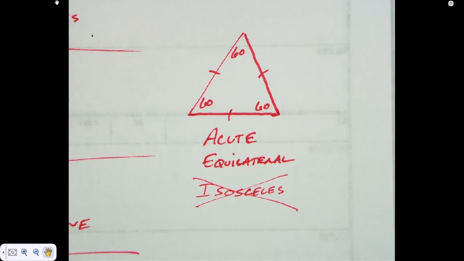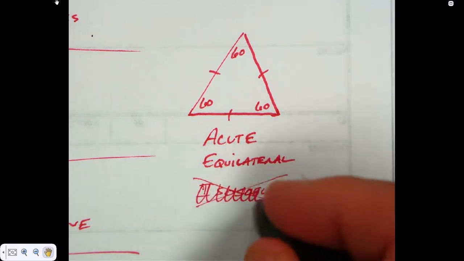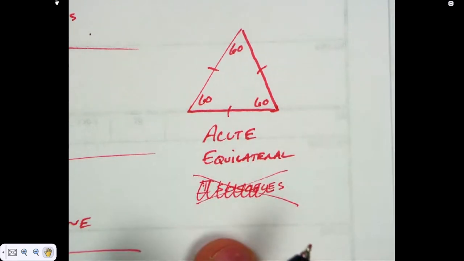Do you think it'd be possible to have an obtuse equilateral triangle? I'm trying to picture it in my mind. I don't think so. Maybe. We could try. Anything's possible. Look at the angles.